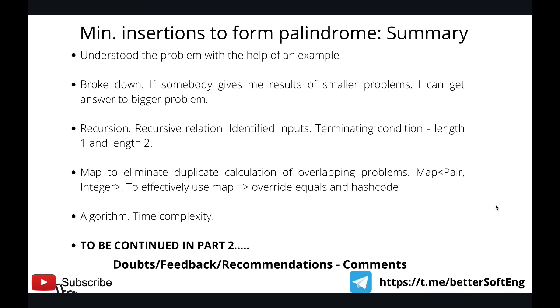So we knew that we have to use recursion. And as the first step of the recursion, we figured out the recursive relation. As the second step, we tried to identify the inputs of that recursive relation. And we figured out that in addition to the original string s, we will also need i and j as inputs to denote the starting point and the end point of a substring.